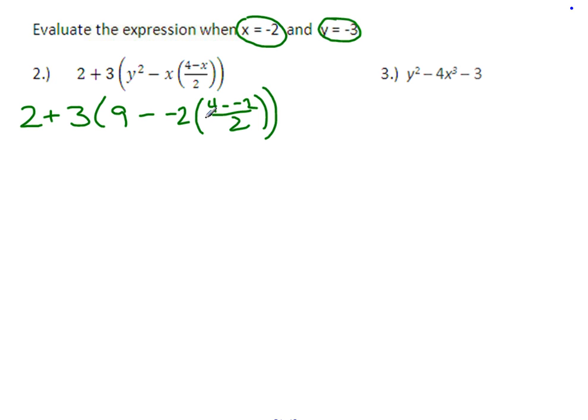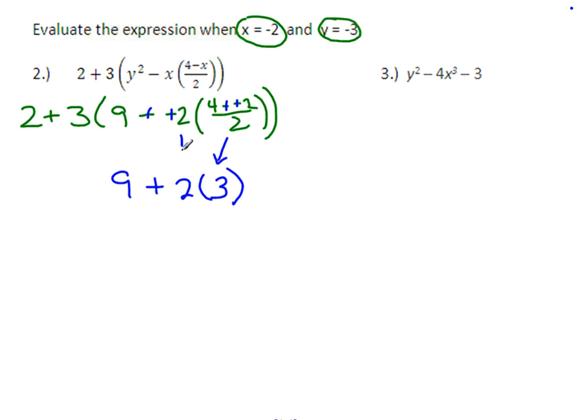And simplify from the inside out basically with these parentheses. So this minus negative, I'm going to go plus plus. I'll make that a 6. 4 plus 2 is 6. So 6 over 2, I'm going to divide that out right away and make that a 3. And then this minus negative, I can also go plus plus, so I can go plus positive 2. So I have 9 plus 2 times this 3.